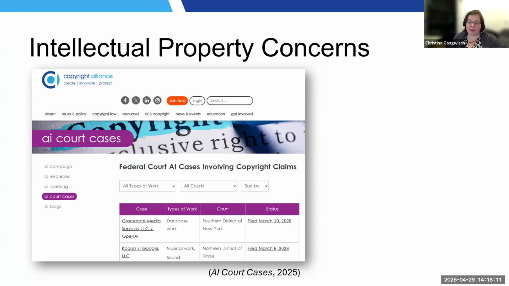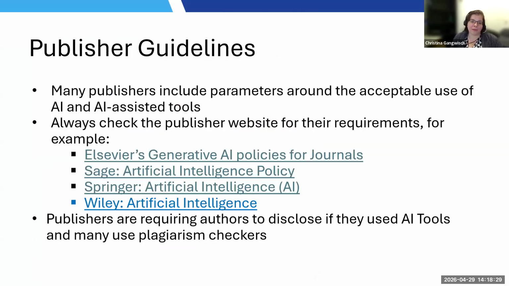I did want to share that the Copyright Alliance does have a tool for tracking AI court cases involving copyright claims. But, as I said, I like to pull up titles using something like Factiva. You could use another news source, and browse the headlines and really see what kind of interesting articles you can find to show your students during your next workshop. I find that's my favorite part of the workshop sometimes.